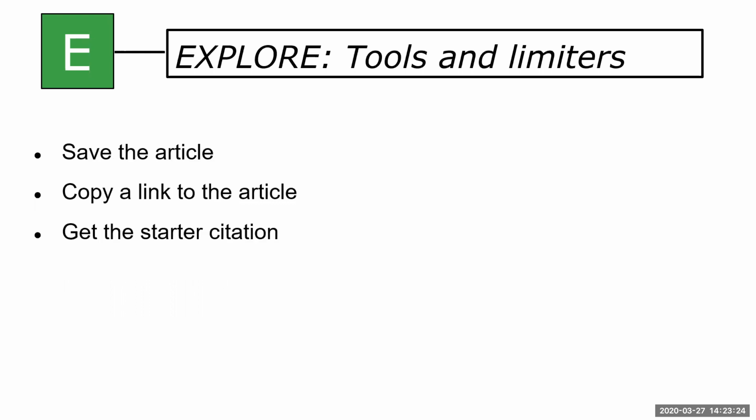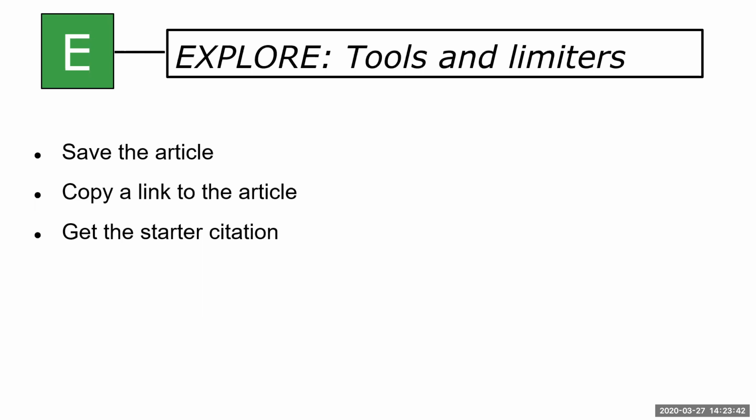Once you find an article that you think is useful, you'll want to save that article someplace you can get back to it. You can copy the link that will take you directly back to this article as well. And you want to get that starter citation that you'll use for your bibliography.